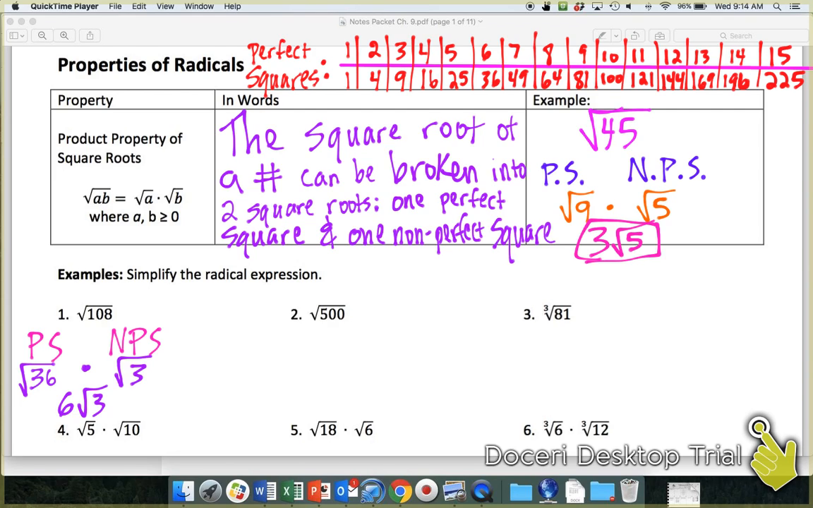How come I don't write times right here in the final answer? Because if the number's in front of it, you know it's being multiplied. Just like if we had 6x, treat this just like a variable, like 6x.